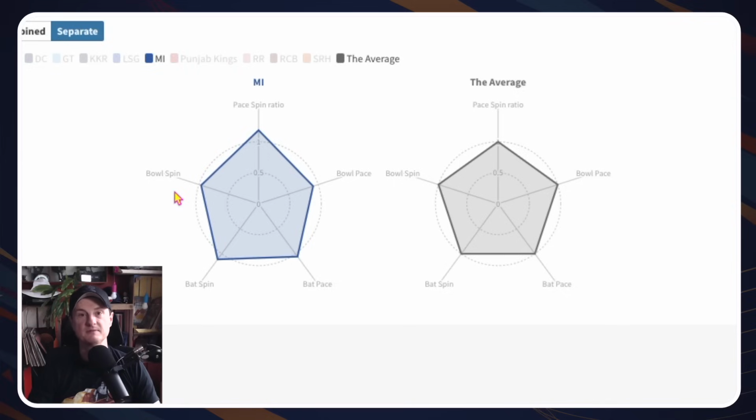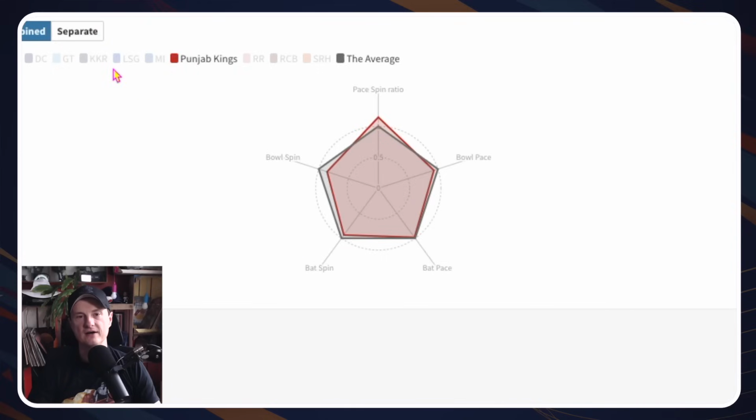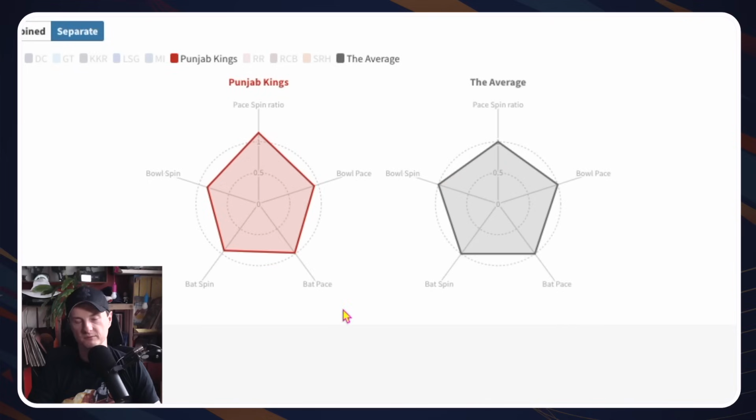This could just be that their spinners did really well on low usage or when they were away on other wickets. I'm not sure. But it's a bit odd that you're using this much pace and it's doing horribly, and using this much spin and it's doing quite well. So we can see this is probably not the ideal shape for Punjab, but we kind of knew that coming in.